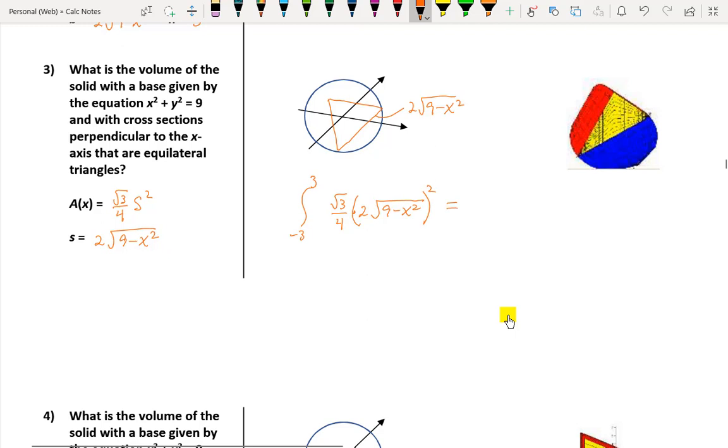And again, this is a calculator problem. I would encourage you to take out your calculator and try this again on your own, popping it in just the way you see it, and you should end up with 62.354 for the volume here.